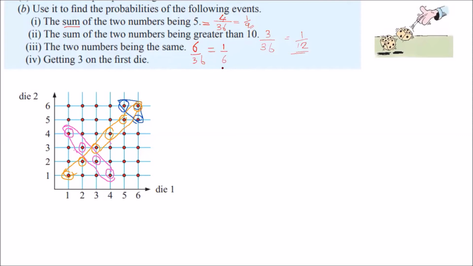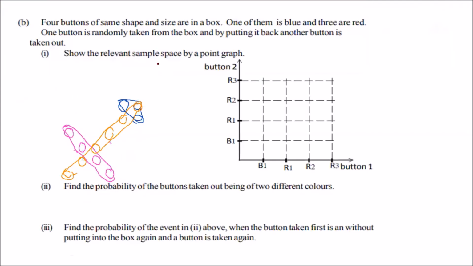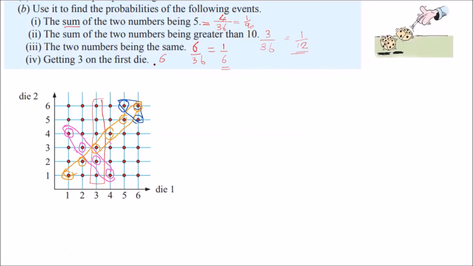Getting 3 on the first dice. How many events are there? 6. Getting 3 on the first dice means in this line. Then it is also 6 over 36, which means 1 over 6.